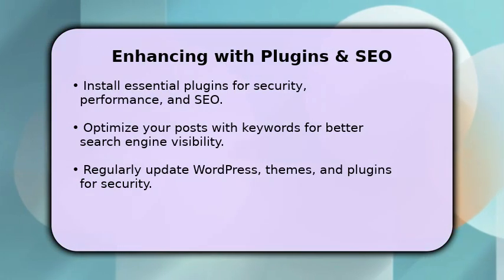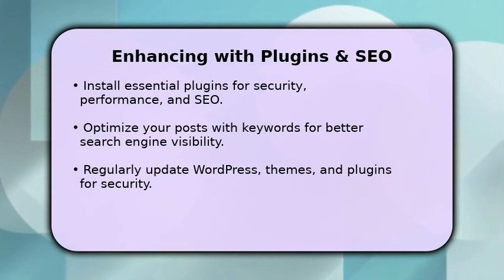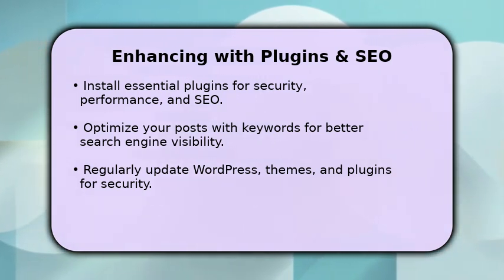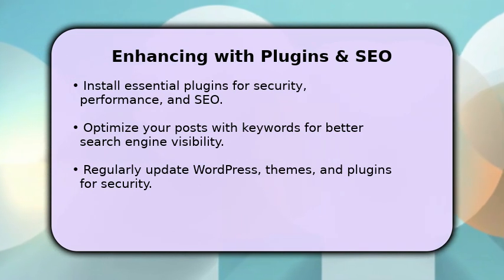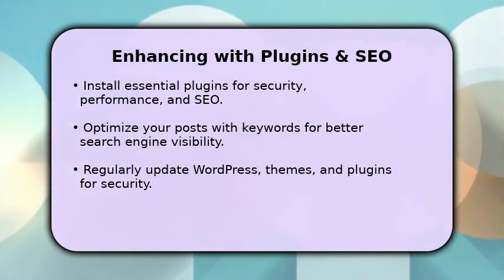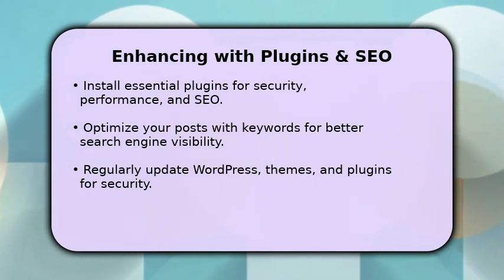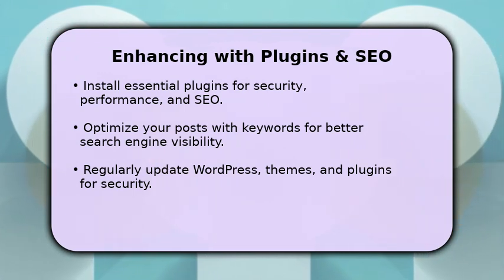To truly elevate your blog, consider essential plugins. These tools can boost security, improve performance, and aid in search engine optimization, or SEO. For example, an SEO plugin helps you optimize post titles and descriptions with relevant keywords, making your content more discoverable. Always keep your WordPress core, themes, and plugins updated to maintain a secure and efficient blogging platform.